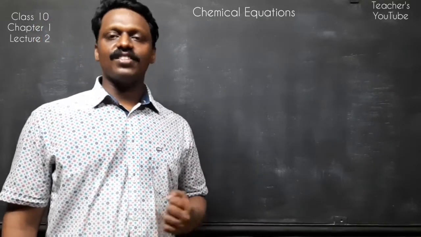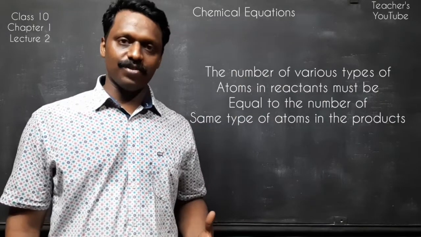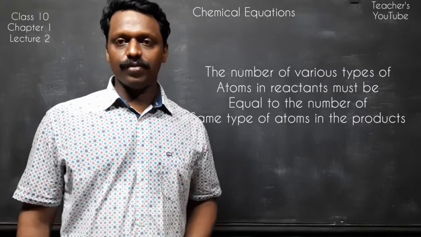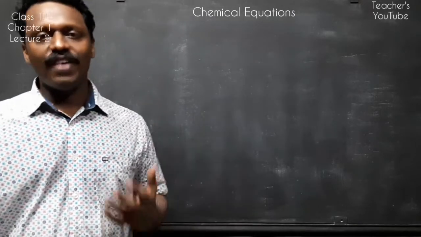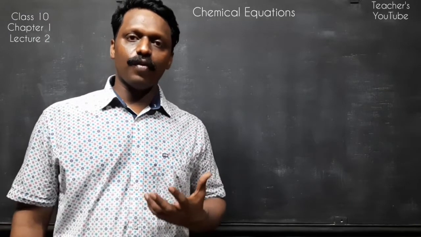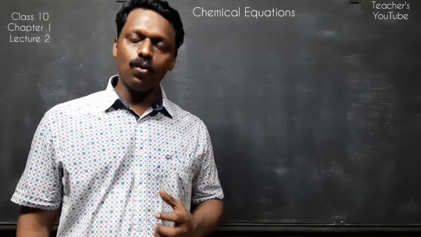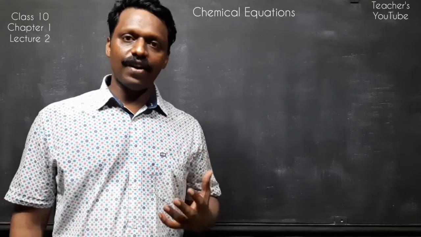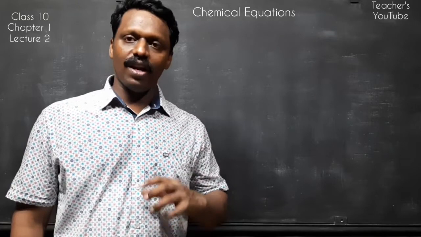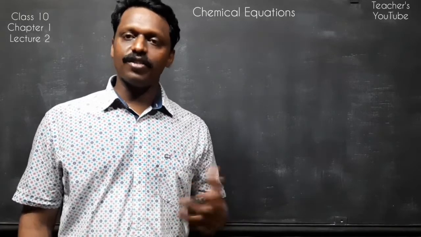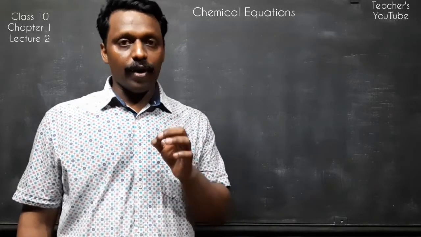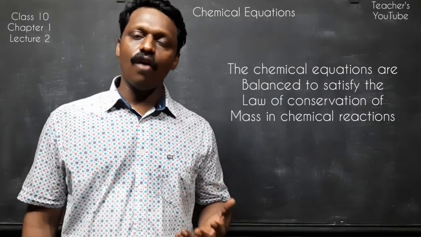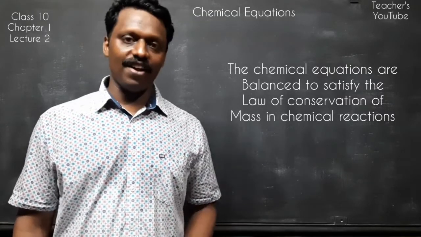In other words, we can say that the number of various types of atoms in reactants must be equal to the number of the same type of atoms in the products. It is obvious that we have to make the number of different types of atoms equal on both sides of a chemical equation. To make the number of different types of atoms equal in reactants and products is known as balancing of an equation. It should be noted that the chemical equations are balanced to satisfy the law of conservation of mass in chemical reactions.